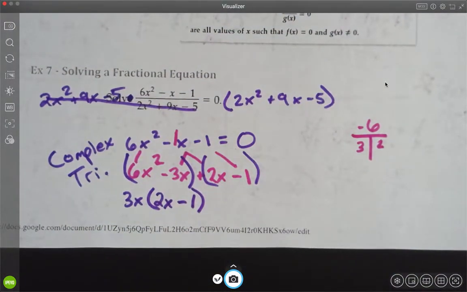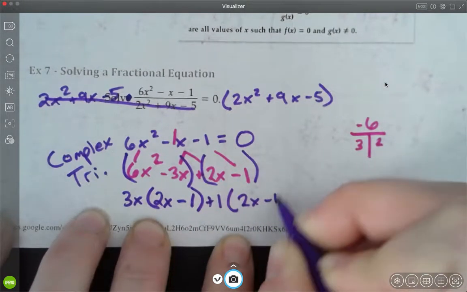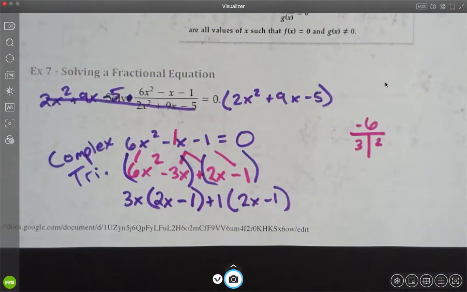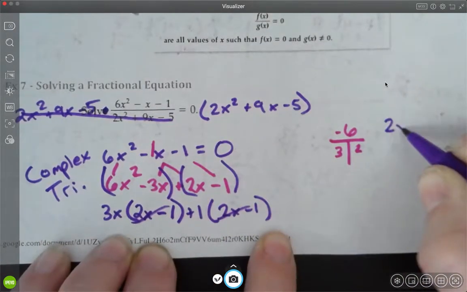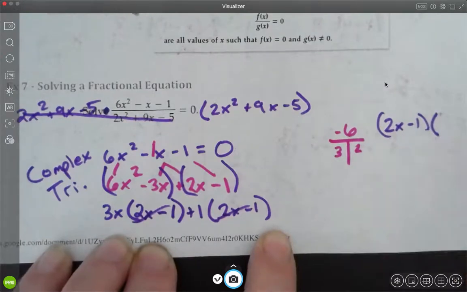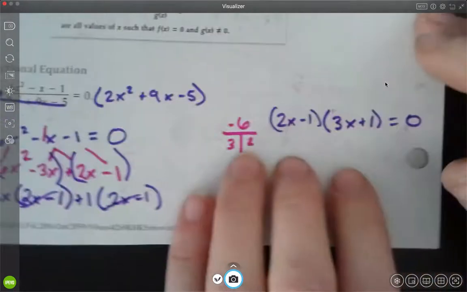Now hold on just a second. Watch this. Lots of you are getting this wrong. If you can't take anything out, you still take out a +1, like Holly just said. +1 times 2x minus 1. Otherwise, it screws things up. So both of those have a 2x minus 1, and I know I did it right because they're both the same. And 3x plus 1. Now I set that equal to 0.